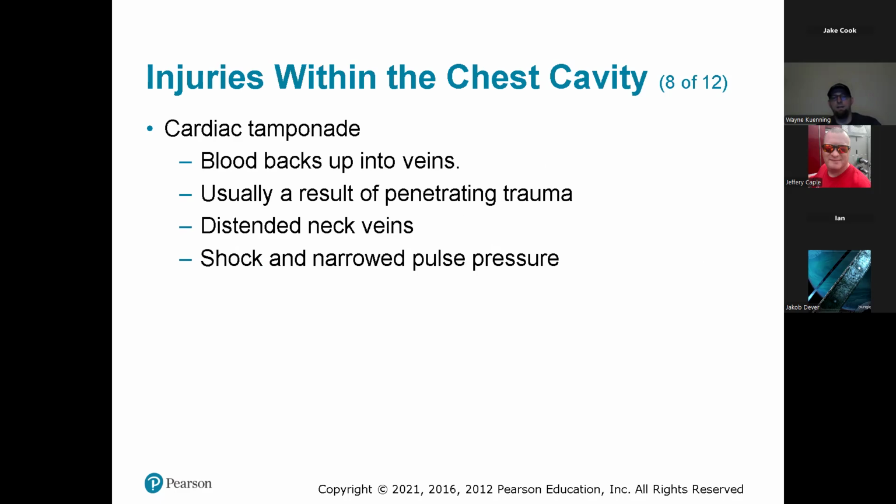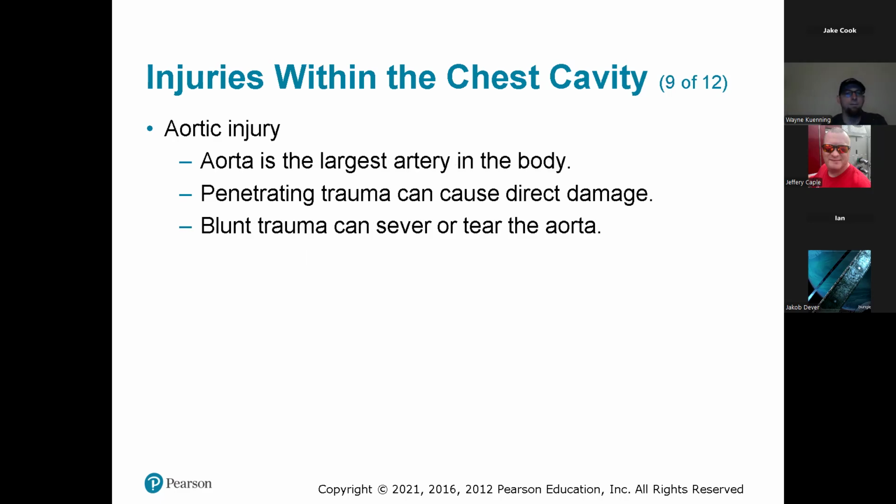You'll have distended neck veins, signs of shock, and a narrowed pulse pressure. What that means is you'll have a blood pressure of, say, 90/80 or 80/70 versus 80/40 or 80/30. Your pulse pressures are typically narrowed.